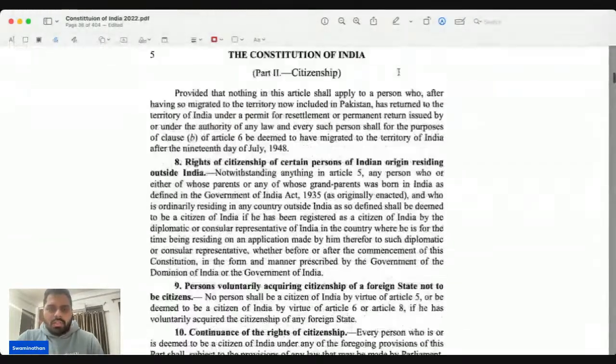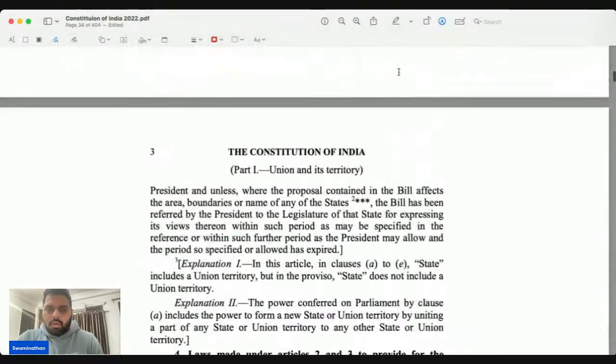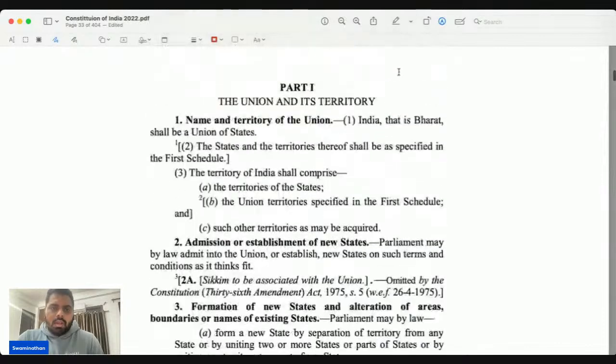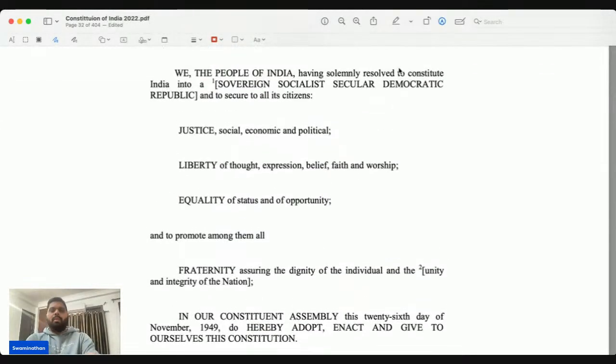We'll try to finish this in a very rapid way, and we'll be looking for the most important provisions of the Constitution, right? And part-wise, we'll be looking for it. So let's start firstly with the preamble.